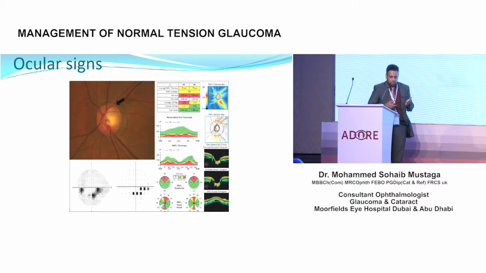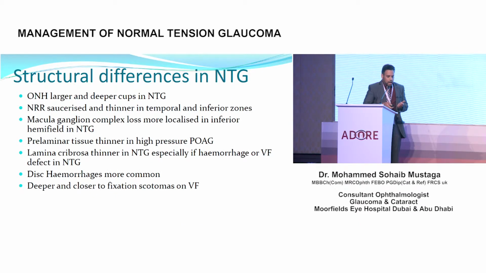Here's another patient where there is a superior thinning and there is a corresponding visual field defect, and you can see that there's superior thinning on the OCT also. So all of the findings really need to correlate with each other. And as we have mentioned already, there are structural differences with the optic disc in normal tension glaucoma. The cup is larger, it has peripapillary atrophy, the cups are deeper, the neuroretinal rim is more saucerized and is thinner in the temporal inferior regions.